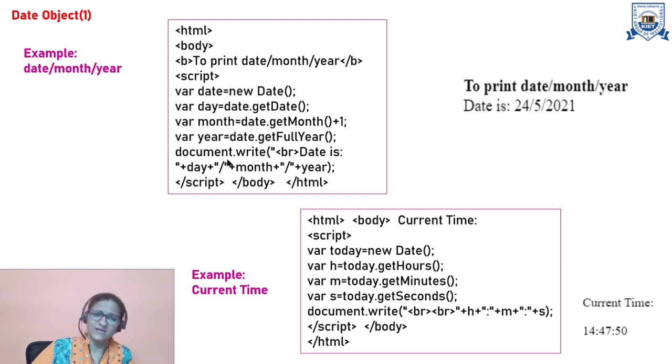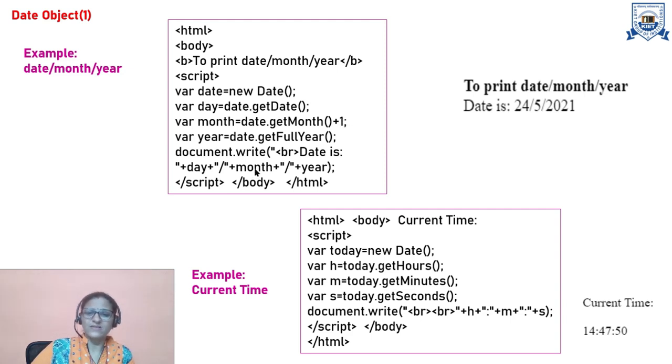And then finally we are printing it. We are writing on the screen, document.write, date is. So first it will print the day, whatever the current day is today, either 24, 25, 20, anything, 1, 2, 3, 4, whatever is the day. Then separated by this front slash, then month plus 1, because as I told, it starts from 0. So we have incremented it by 1.